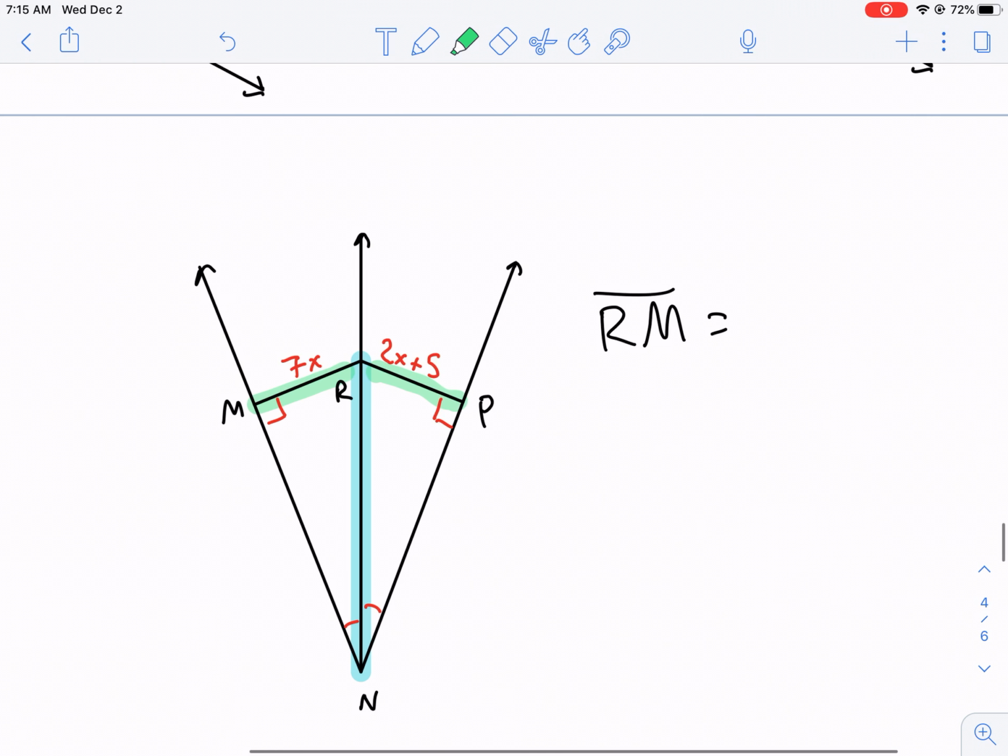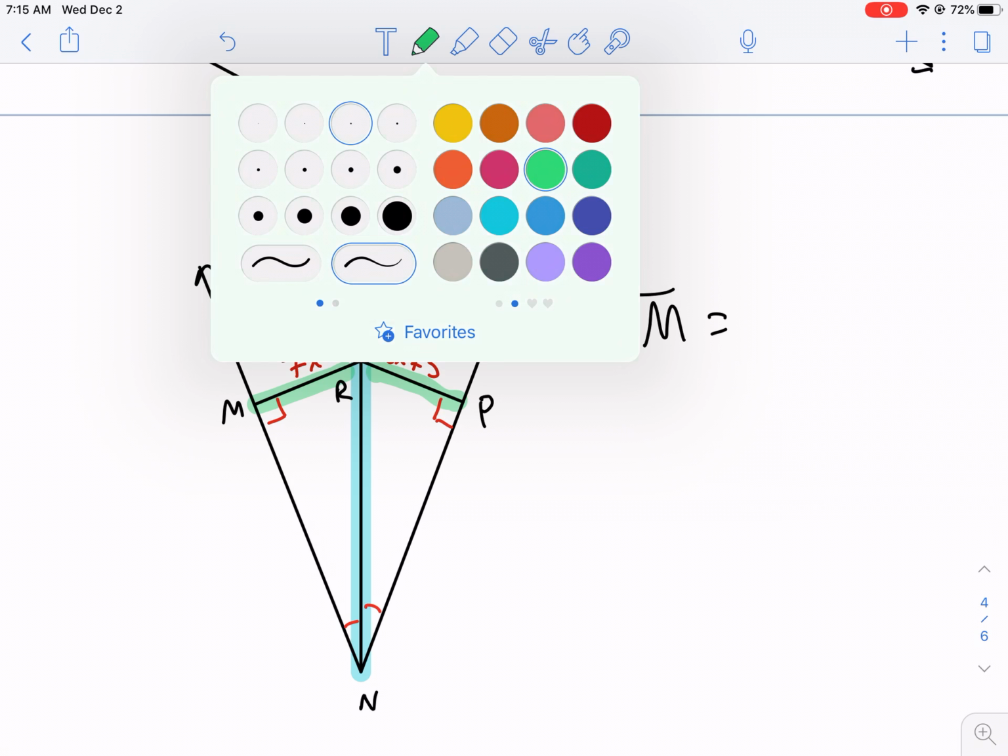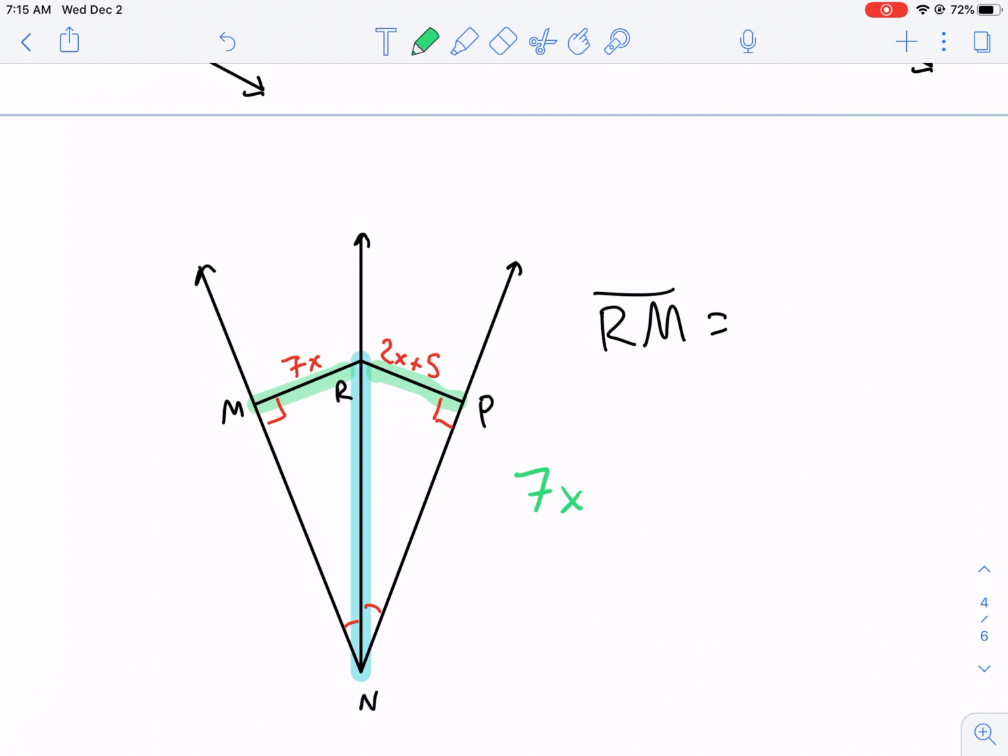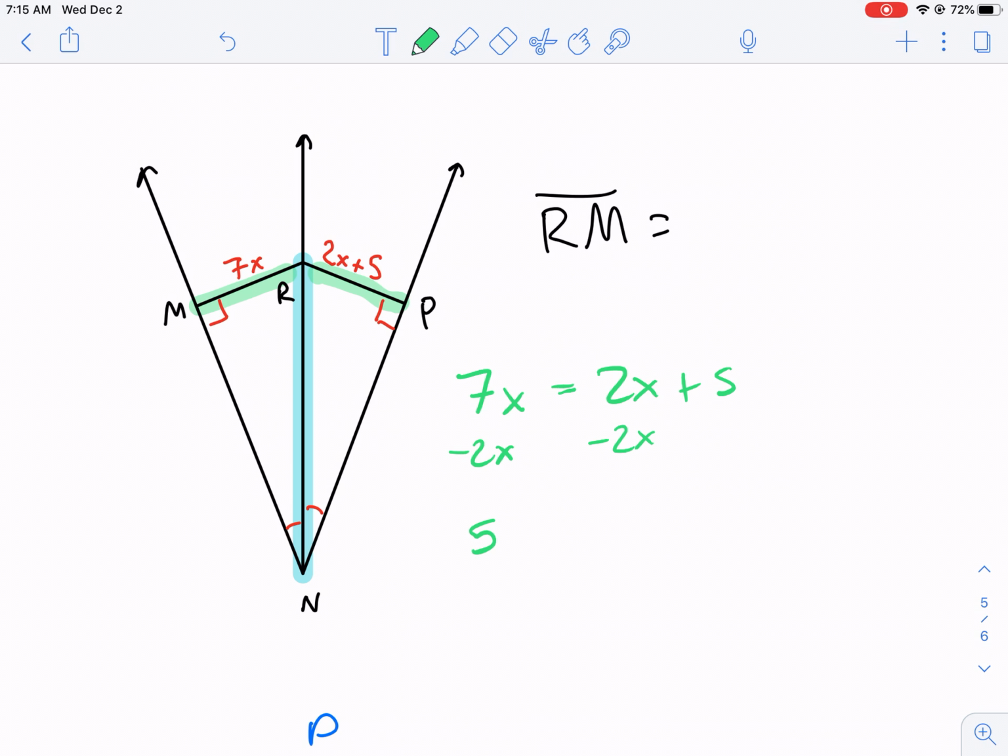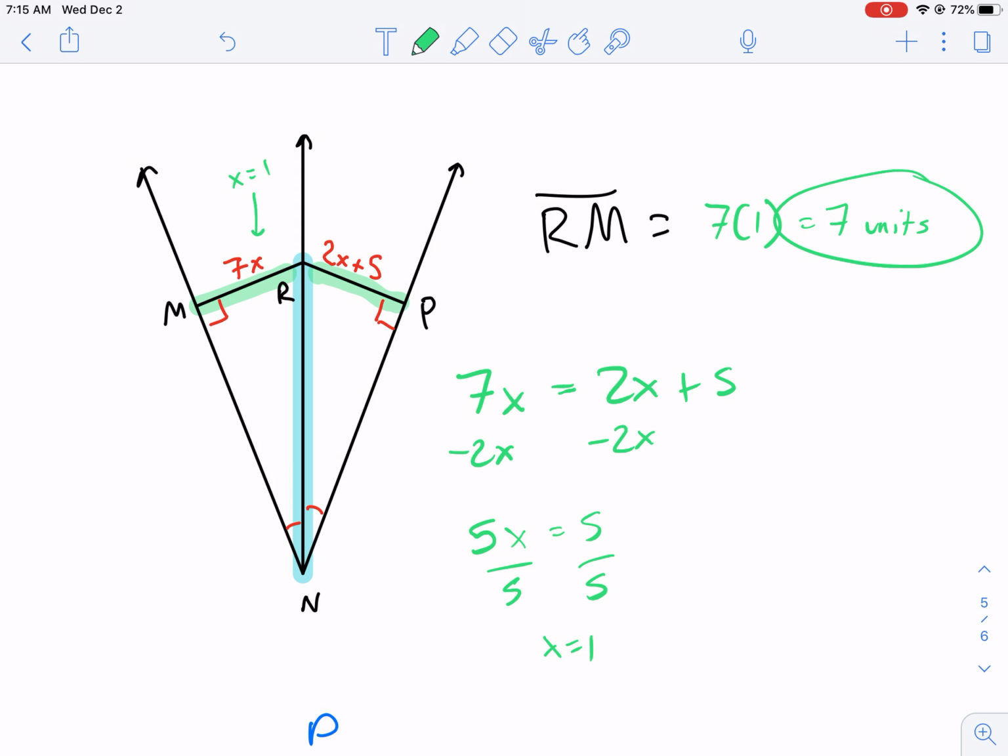So we know that those two segments are congruent. So we're going to say 7x, which is RM, is equal to PM, which is 2x plus 5. Again, if you have x on both sides, you subtract the smaller x to combine like terms with the variables first. Divide by 5, divide by 5, you get x equals 1. Again, make sure you plug this in. We plug x equals 1 into RM, and we get 7 times 1, 7 units. Okay, and that's all there is to it.